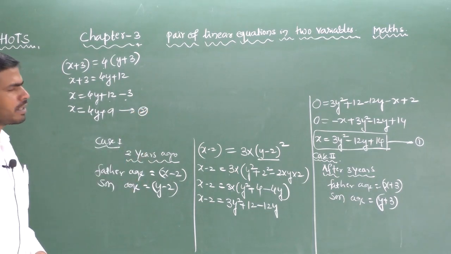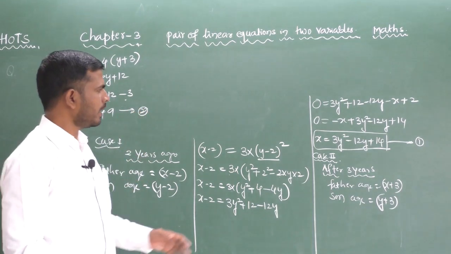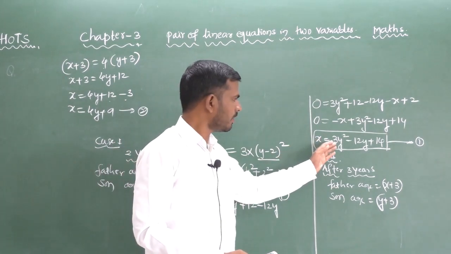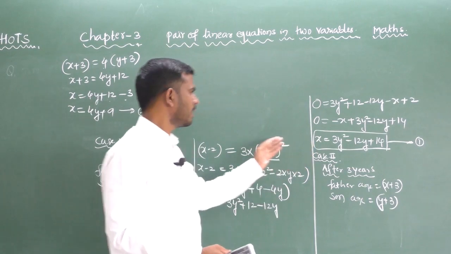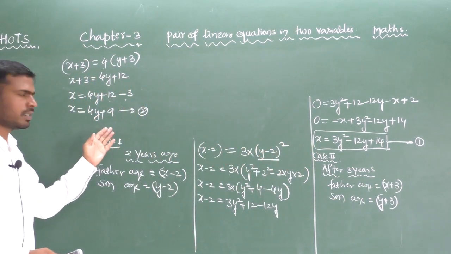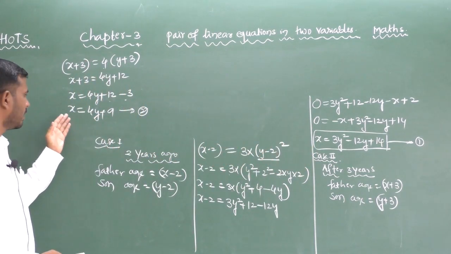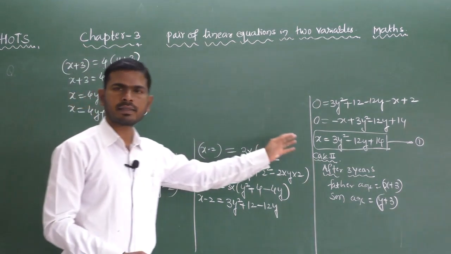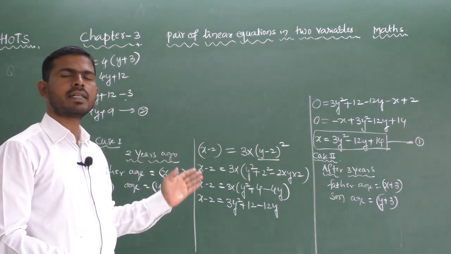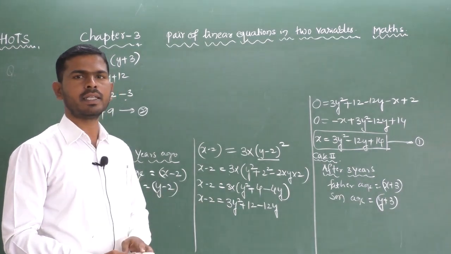So now comparing equations 1 and 2. Equation 1 is x is equal to 3y square minus 12y plus 14. Here the LHS is x. Now compare the second equation. Second equation also you can look at here: x is equal to 4y plus 9. Here also x, this is also x. It means if the LHS are equal, the RHS is automatically equal.